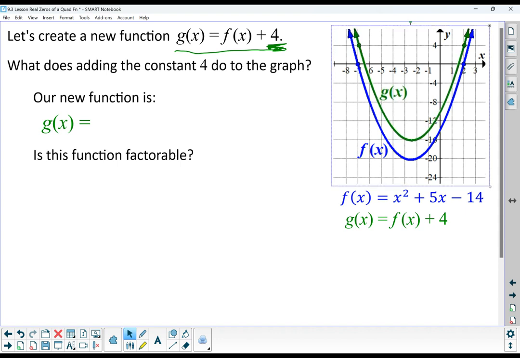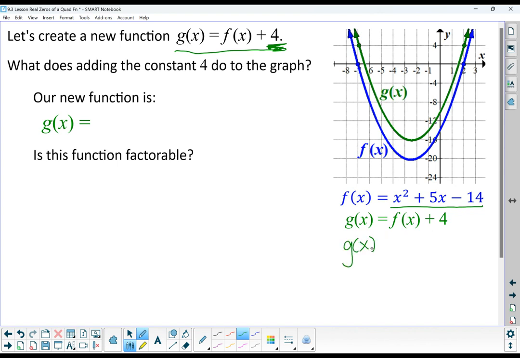So here is our new function g of x. If we wanted to write an equation for g of x, it would be our f equation plus 4 more. So it would be x squared plus 5x minus 10, because I added the 4. The 4 is a constant, so I added it to the negative 14 that the f function originally had.